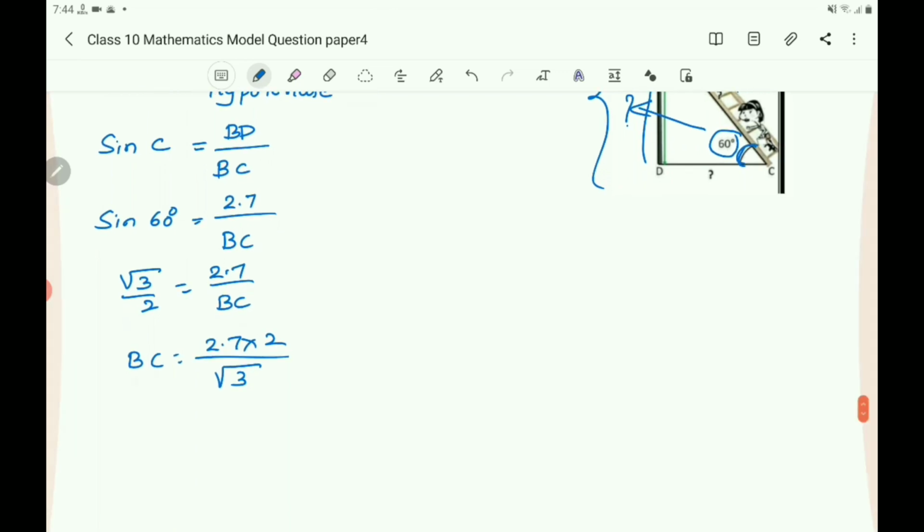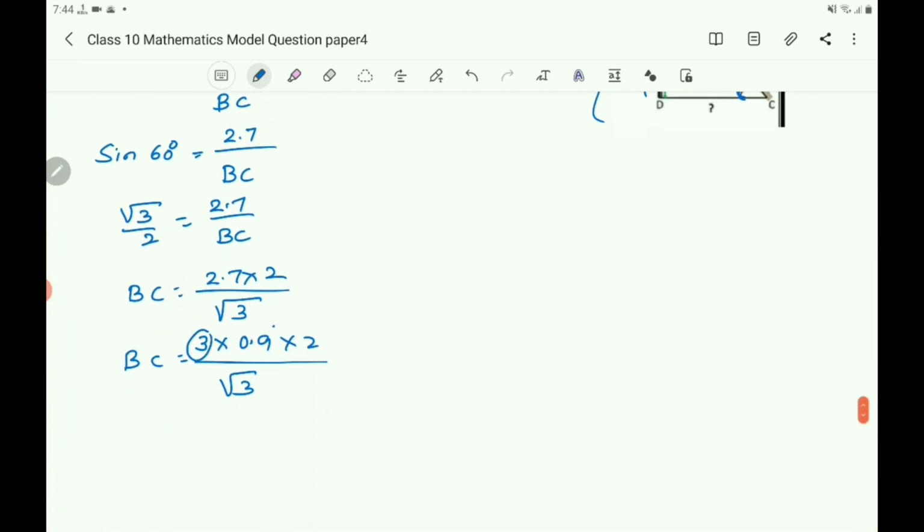2.7 into 2 by root 3. Then BC equals 3 into 0.9 into 2. This 2.7 can be expressed as a product of 3 into 0.9. Why do you have to express it? Because here root 3 is there, that divided by root 3. Again you can express 3 as a product of root 3 and root 3. So you write BC equals root 3 into root 3 into 0.9 into 2, that divided by 3.